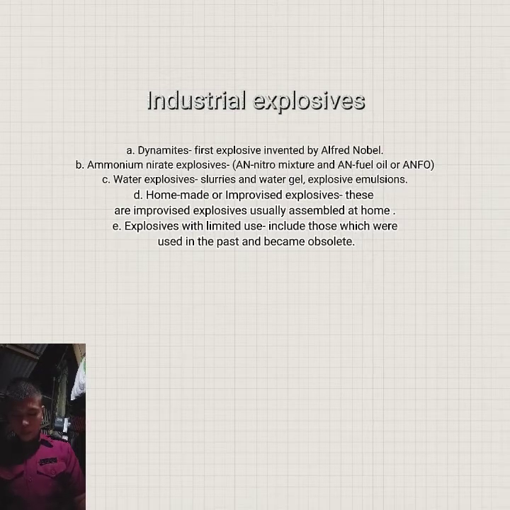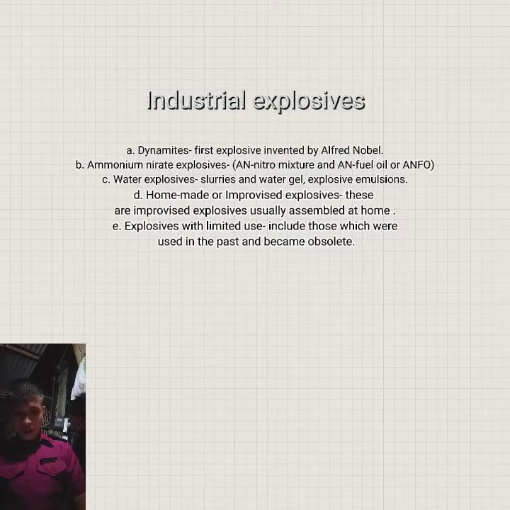Number 3 is water explosives, slurries and water gel explosive emulsions. Slurries and water gels are made of an aqueous solution of ammonium nitrate and sodium or calcium nitrate, gelled by sugar gum or a cross-link agent. Explosive emulsion is synthesized with air bubbles introduced by means of hollow glass or plastic bubbles. The storage time is limited because of the bubbles.